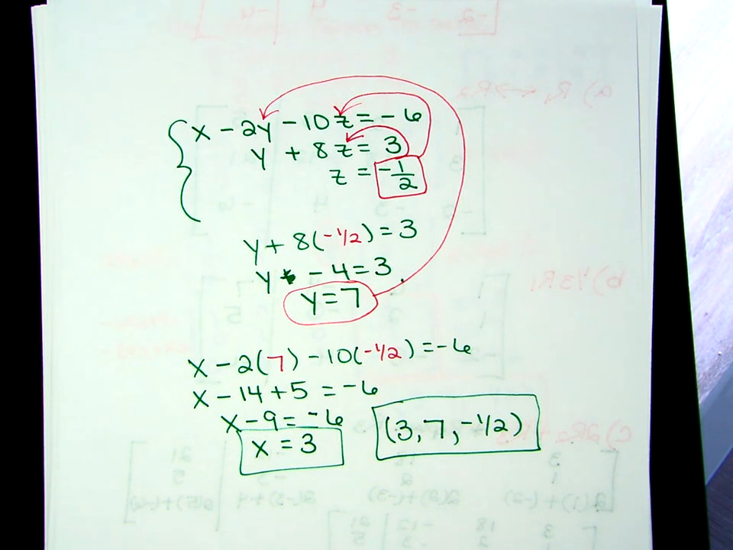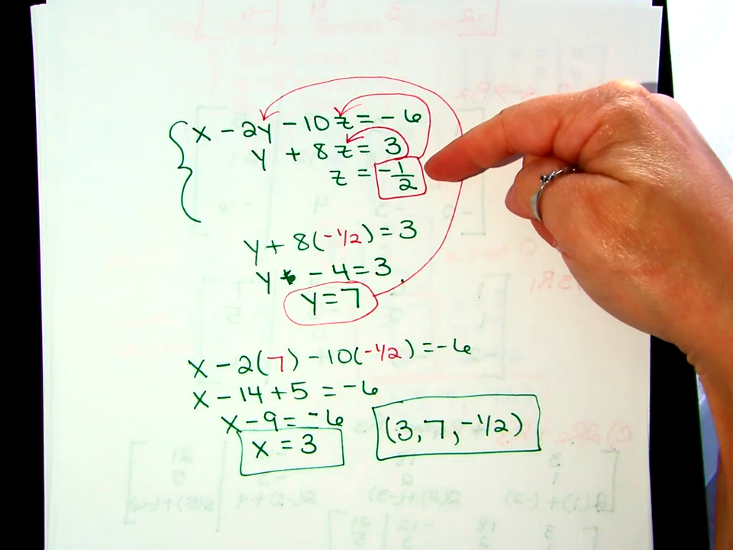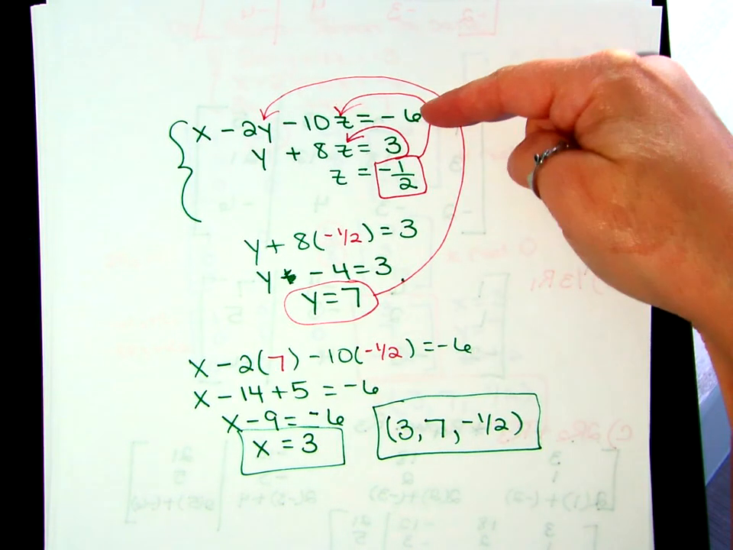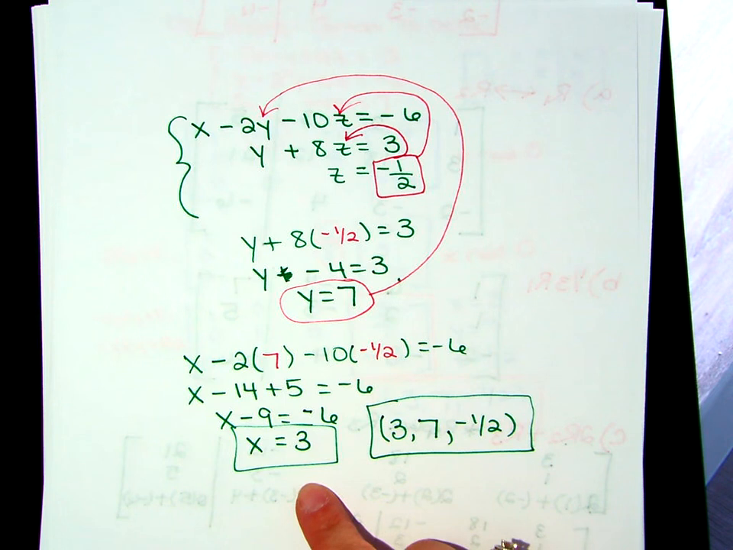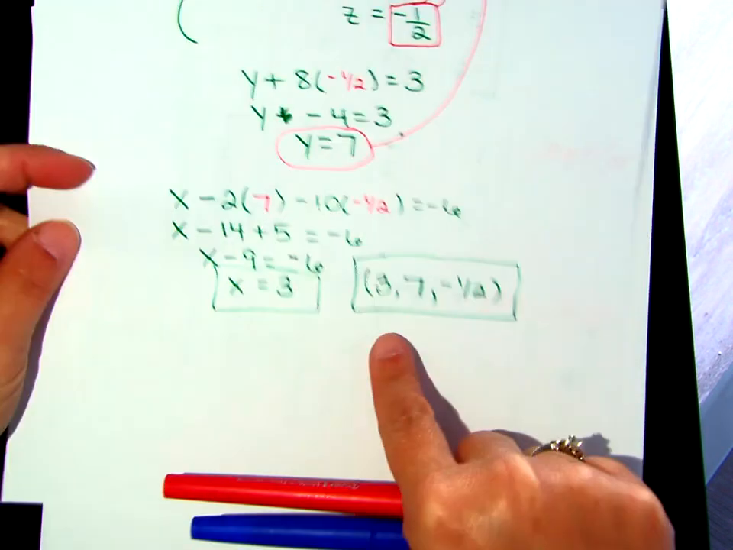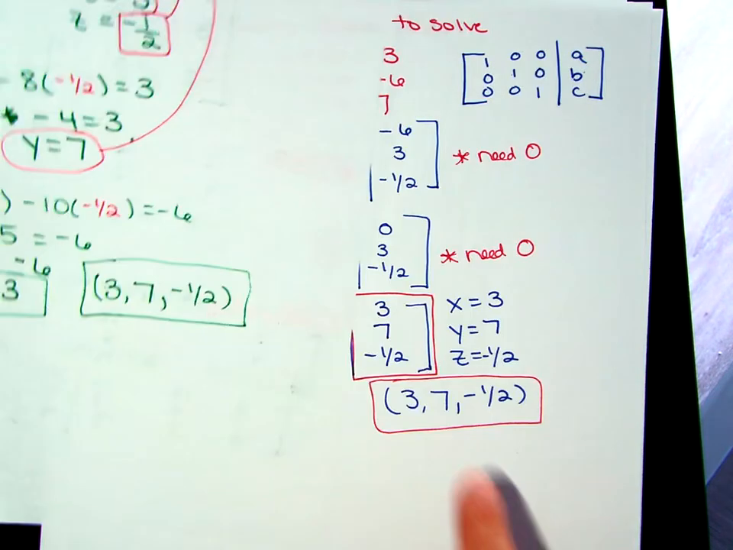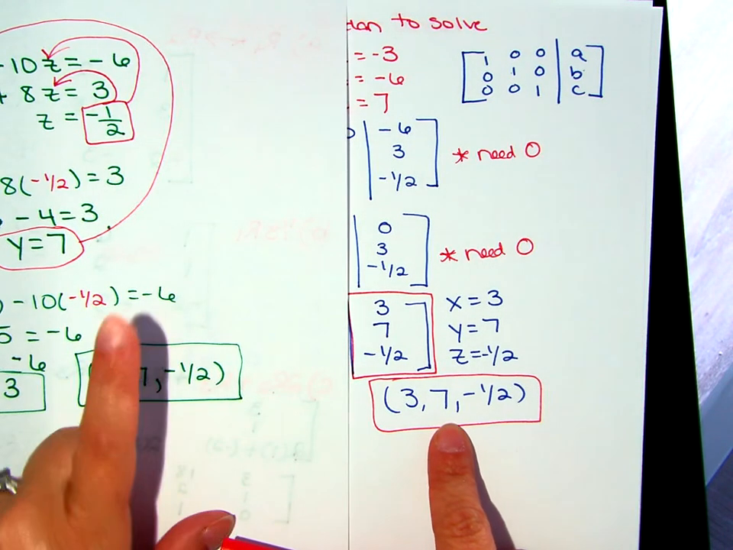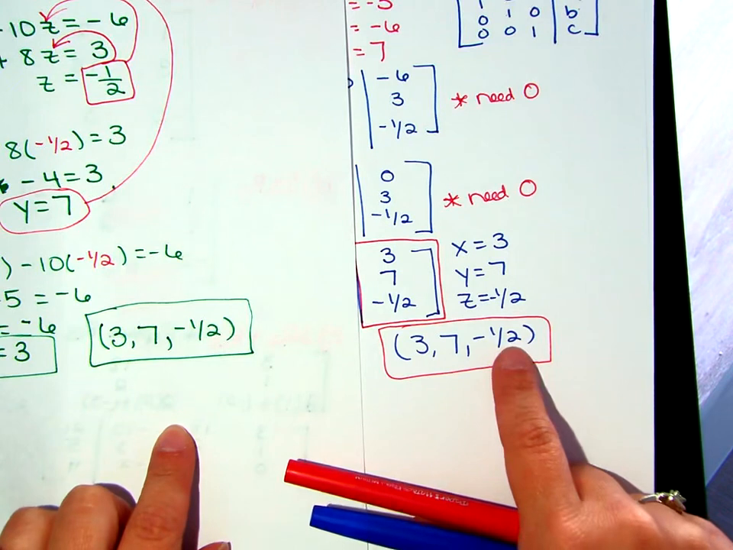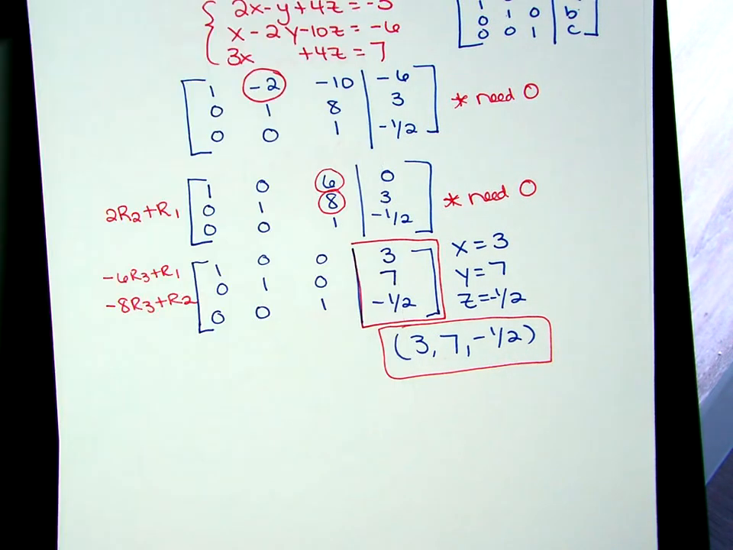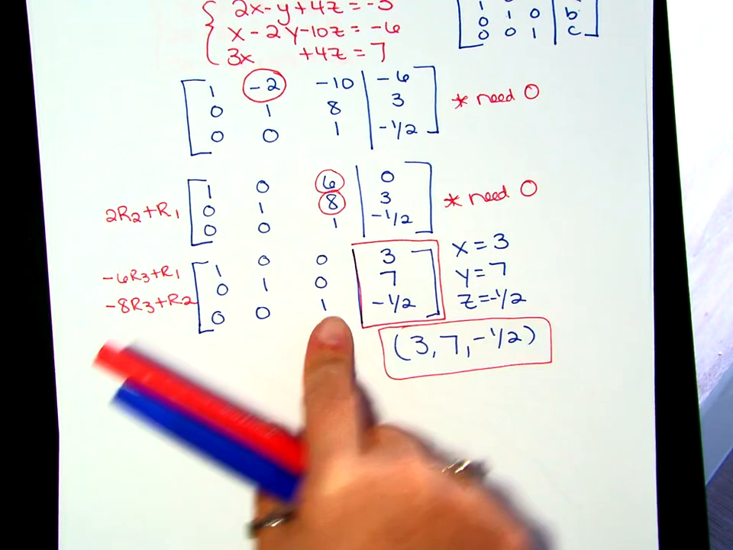Because when we did Gauss, we got down to z equals negative 1/2. We back substituted that up so that we found y is 7, and we back substituted both of those up and found that x was 3. We got the exact same ordered triple of 3, 7, negative 1/2, using Gauss over here in green and using Gauss-Jordan over here in blue and red. With Gauss-Jordan, there's no back substituting. Once you get the reduced row echelon form with a diagonal of 1s, you are good to go.